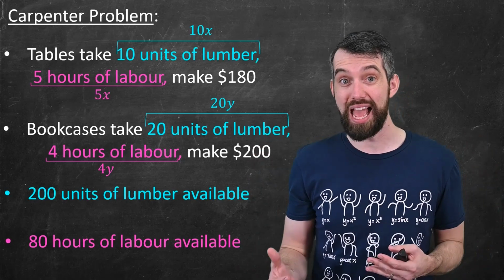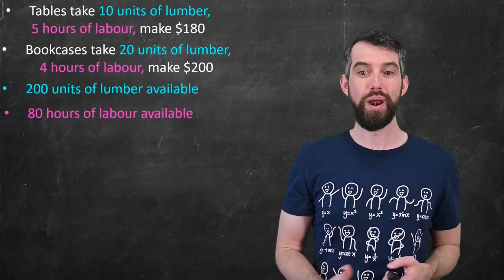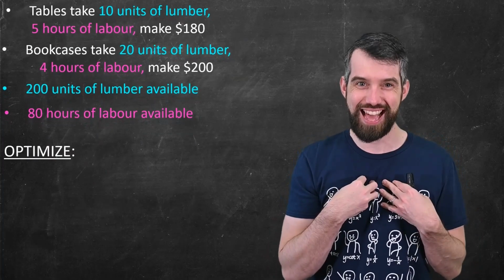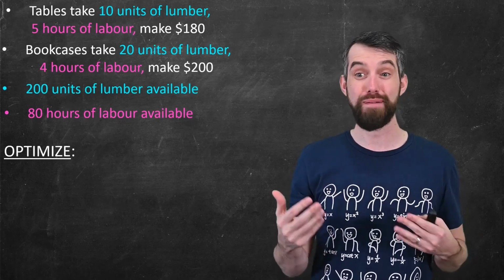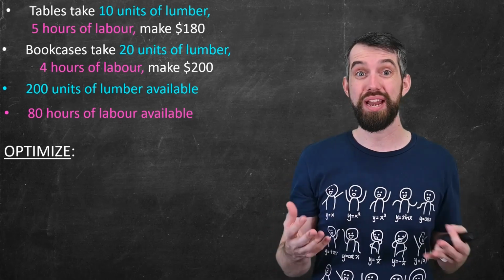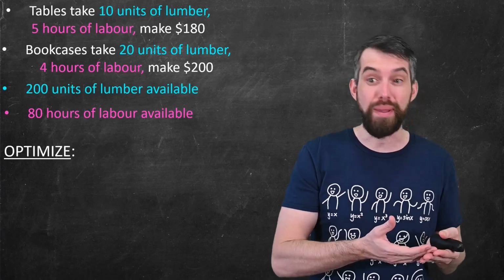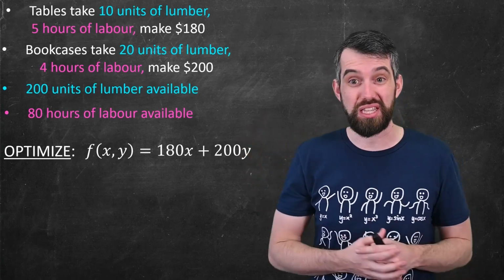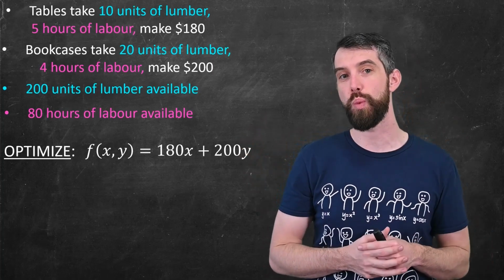So if I condense these equations down, then the question, first of all, is, well, what am I trying to optimize? Well, I want to make as much money as possible. That's the goal here, right? So what's my money going to be? Well, I make $180 for every table that I make and $200 for every bookshelf that I make. So the thing I want to optimize is this linear function, 180x plus 200y.